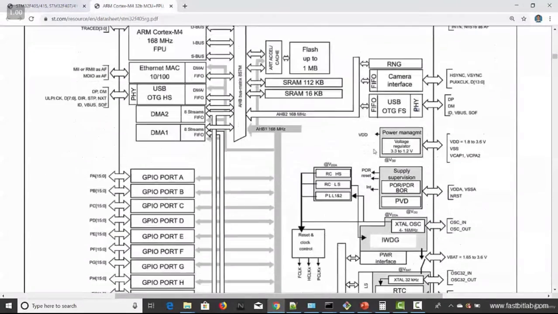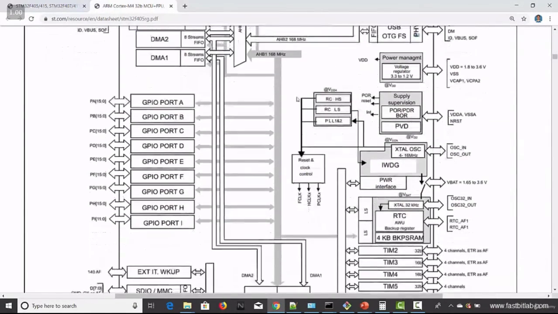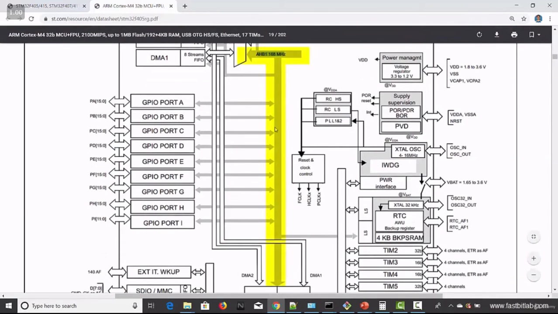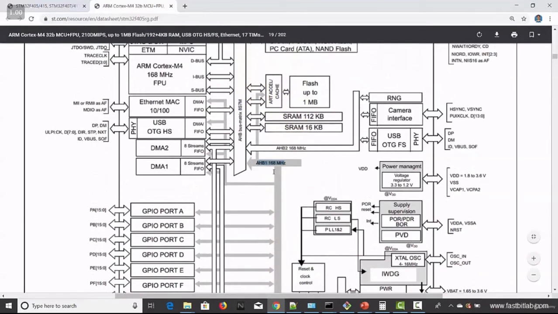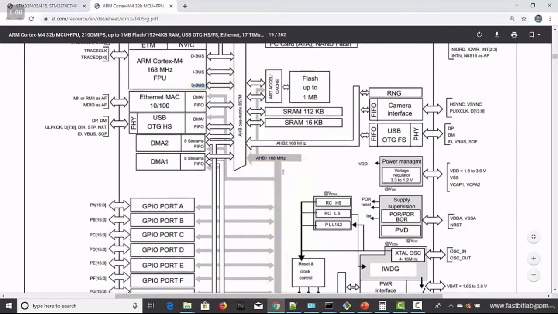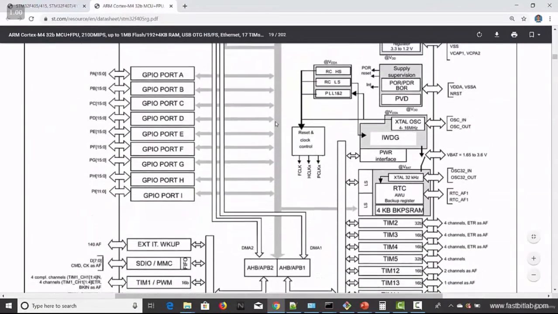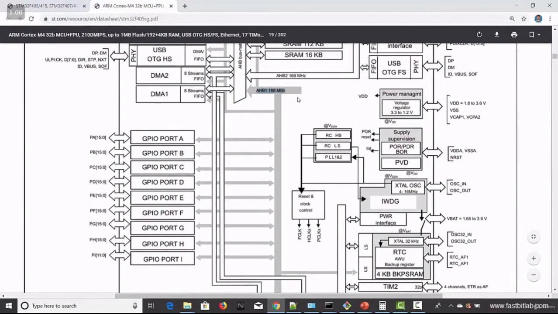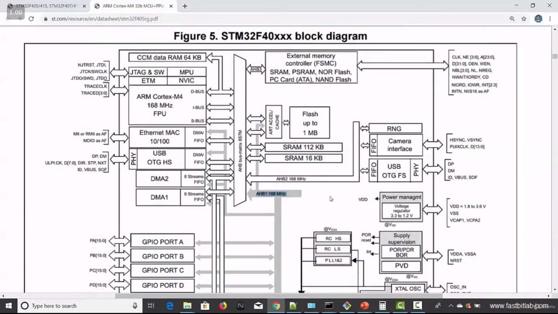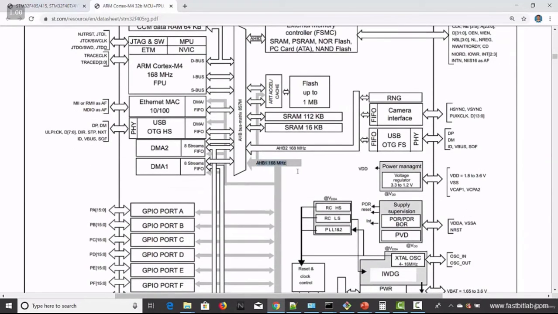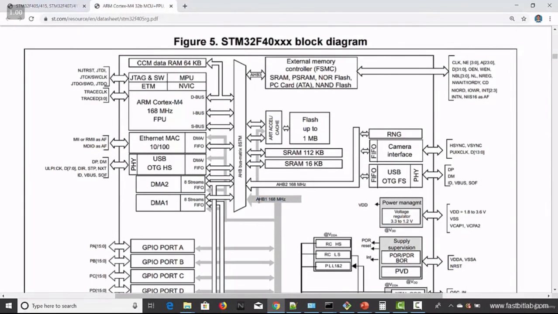If you just analyze this diagram, you can see that this is a main bus, which actually connects to the system bus of the processor over this bus matrix. This is the main bus of the microcontroller that is based on AHB protocol. This is the AHB bus. There are multiple AHB buses on the microcontroller. For example, this is AHB1 bus.